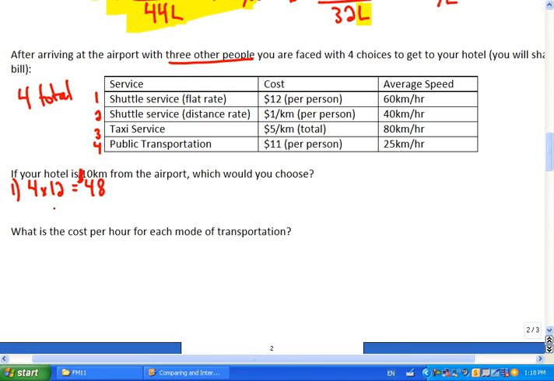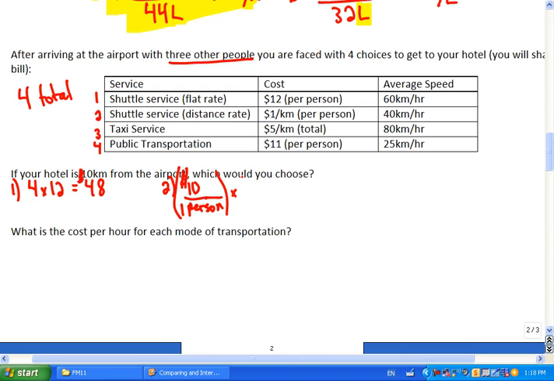Let's see, what other ones do we have? For number 2, the other shuttle service, if I go 10 kilometers, it's going to be $10 per person. So if you want to see it as a rate, that's $10 per person for 1 person.